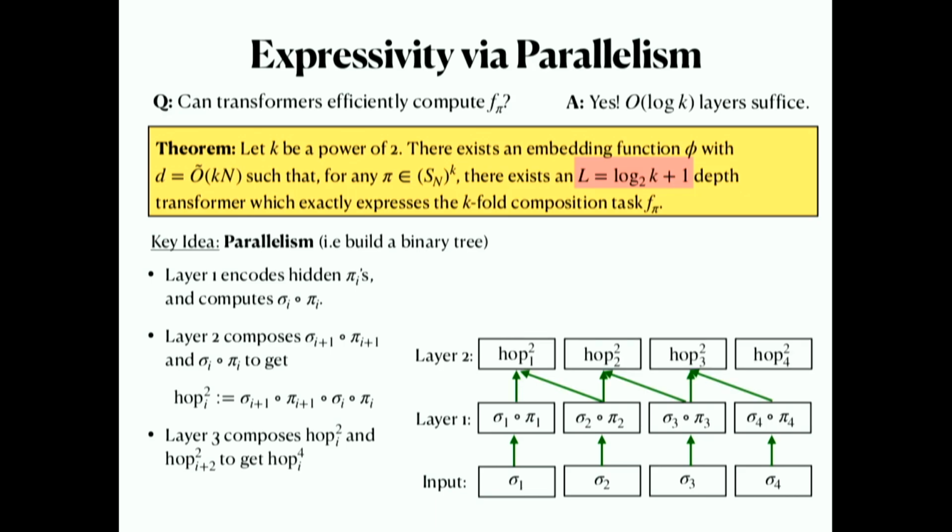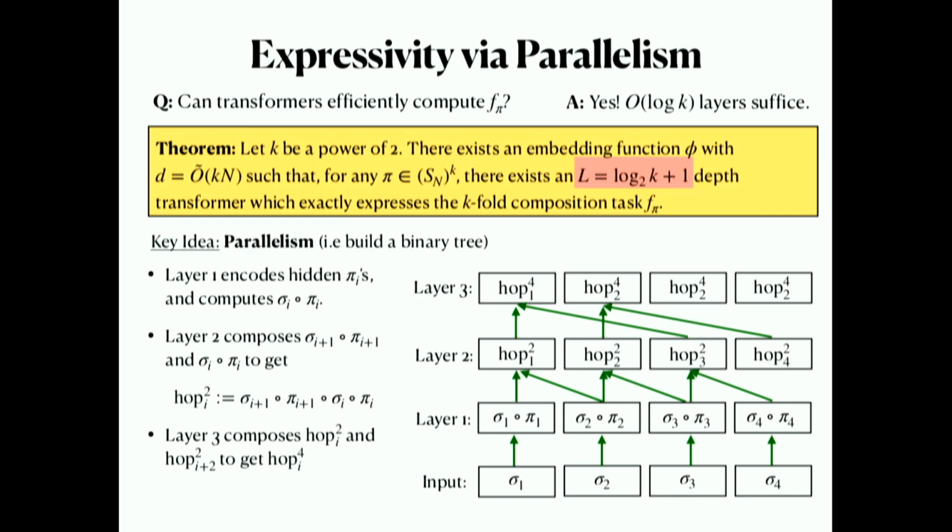The third layer is then going to compose adjacent hop2 functions to get a hop4 function. This procedure continues such that after log k plus 1 layers, we've exactly computed the k-fold composition. So we've shown that transformers can express the k-fold composition.